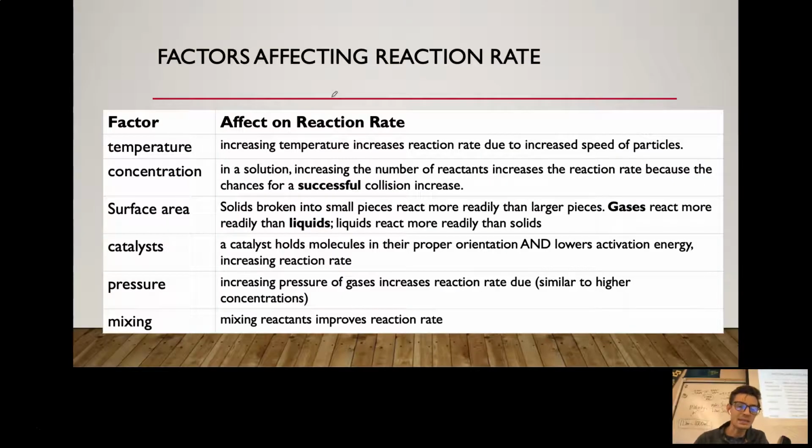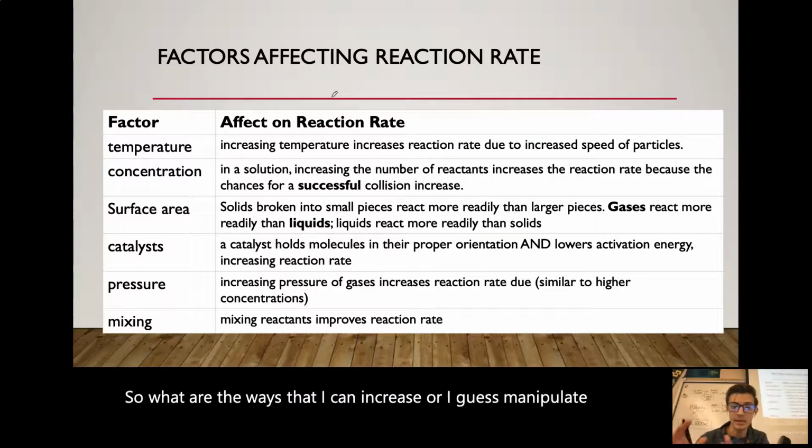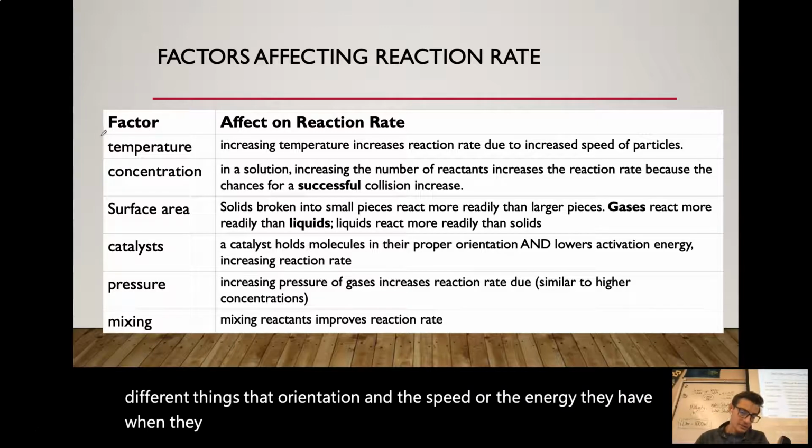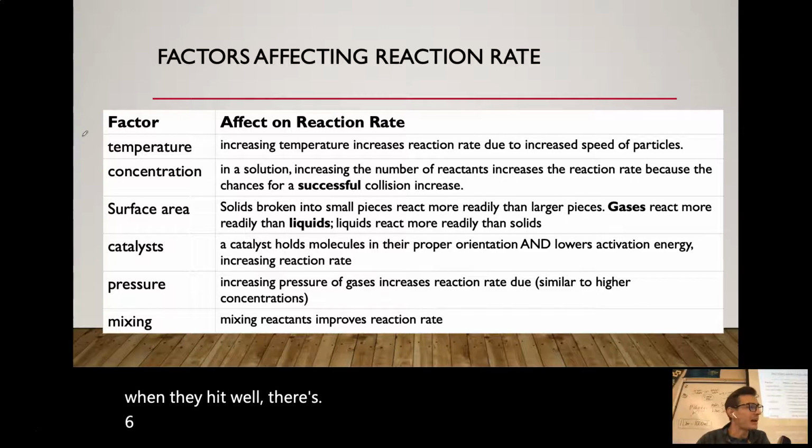So what are the ways that I can increase, or I guess manipulate those two different things, the orientation and the speed, or the energy they have when they hit? Well, there's 6 ways listed here.